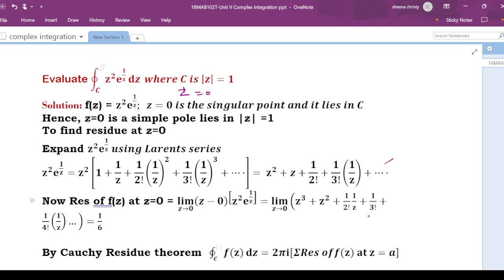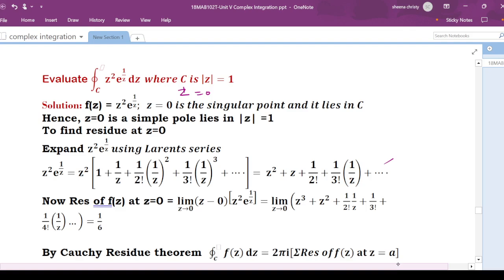Here, you will have 1 by 3 factorial. You have to consider only these terms. Therefore, here you will have 3 factorial gives you 6, 1 by 6. So hence by Cauchy's residue theorem, integral over C f of z into dz equal to 2 pi a into sum of the residues at z equal to a.